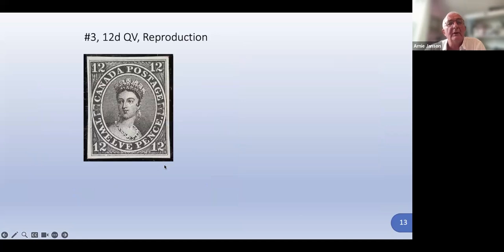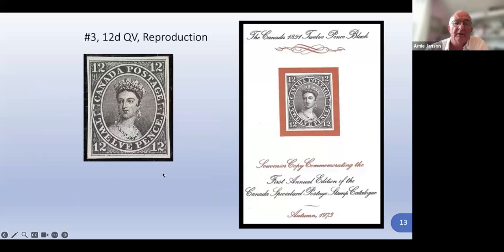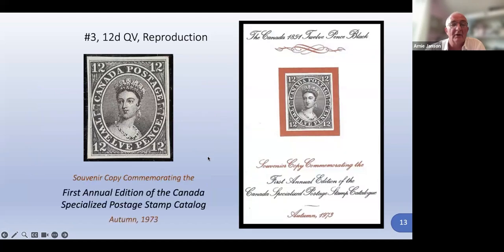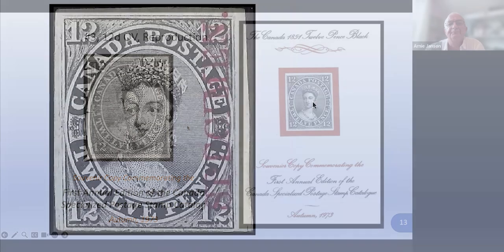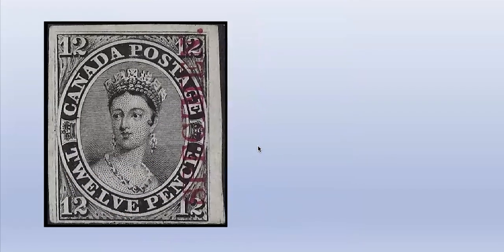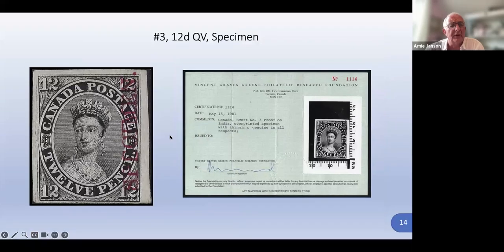Here's number 3. This is, of course, the most famous stamp in Canadian philately. This particular example is just a souvenir cutout. So this is a forgery. Well, not even a forgery. It's a replica of the first annual edition from this announcement for the first annual edition of Canada's Specialized Postage Stamp Catalog in 1973. This stamp catalog now is the Bible in Canadian philately, we call it the Unitrade catalog. And they use the same Scott numbers, but it does have specialized information in it. Here's the 3-penny specimen and the certificate for it.